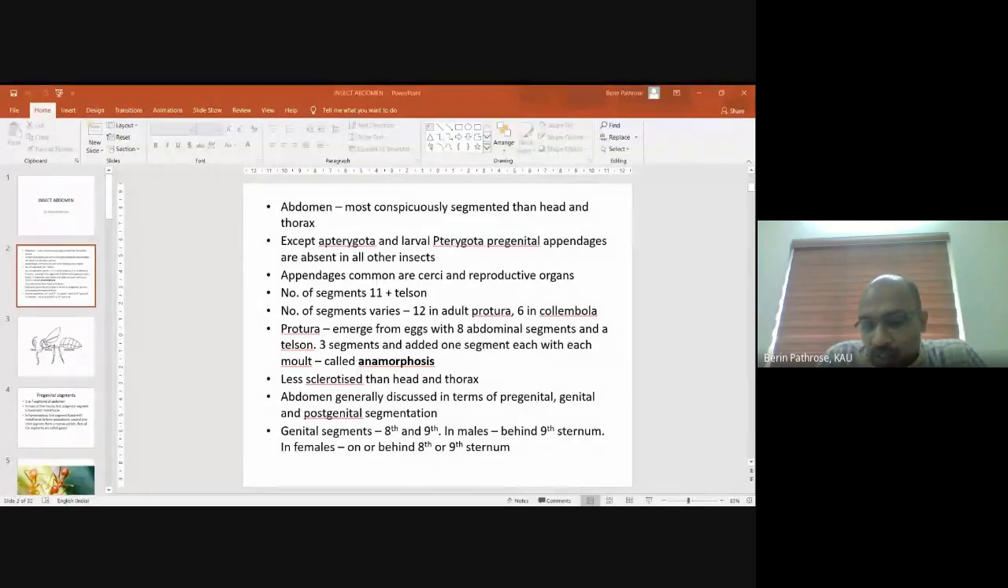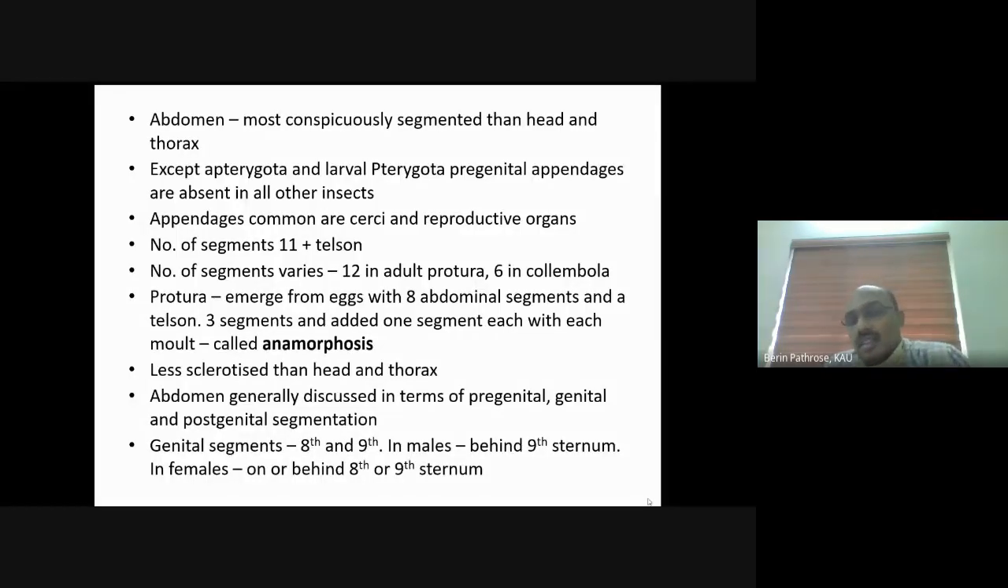And in most insects, this is the most conspicuous tagma. This is the tagma which is easily visible in insects other than the thorax and head, because in certain insects the head will be extremely small and the thorax will be covered with wings, and also the head and thorax may not be that visible, but the abdomen is the most visible part of an insect body.